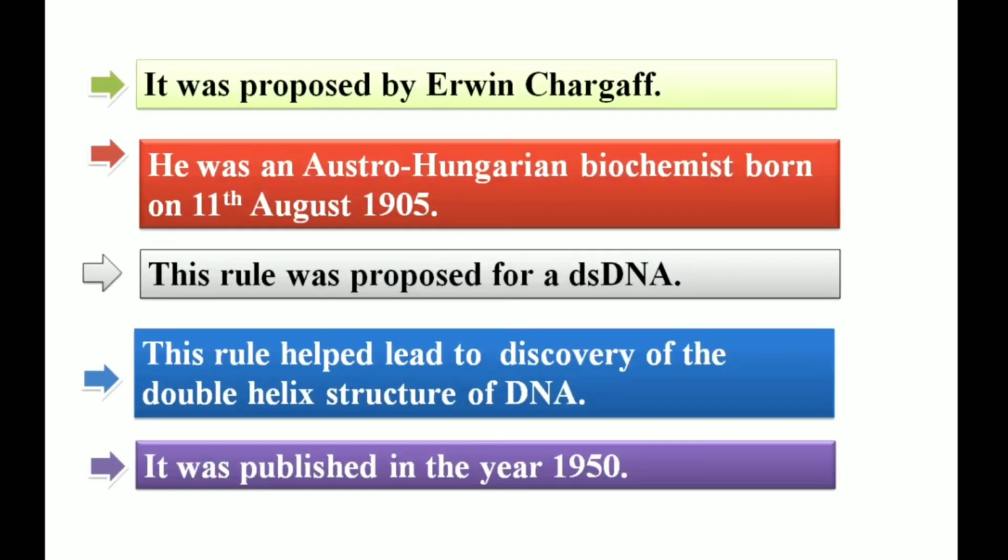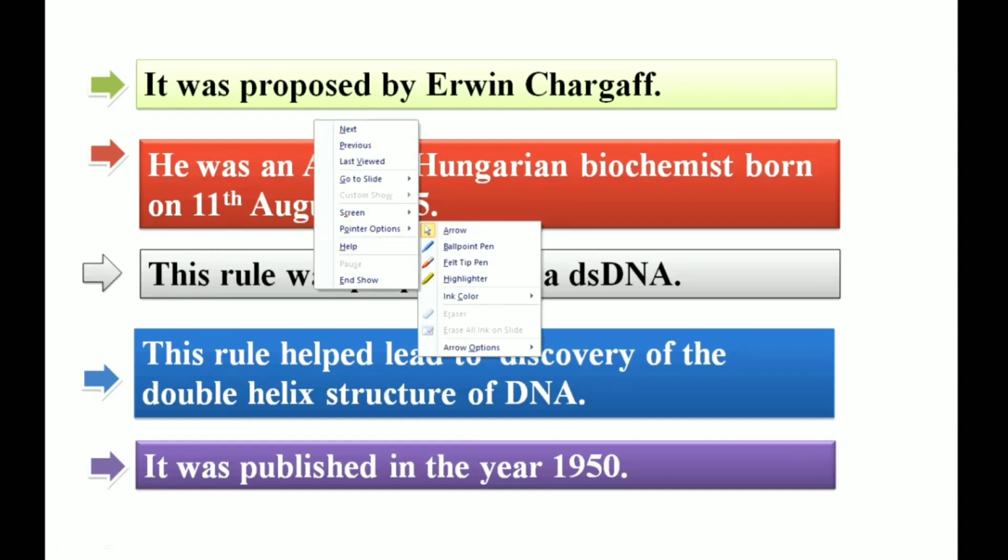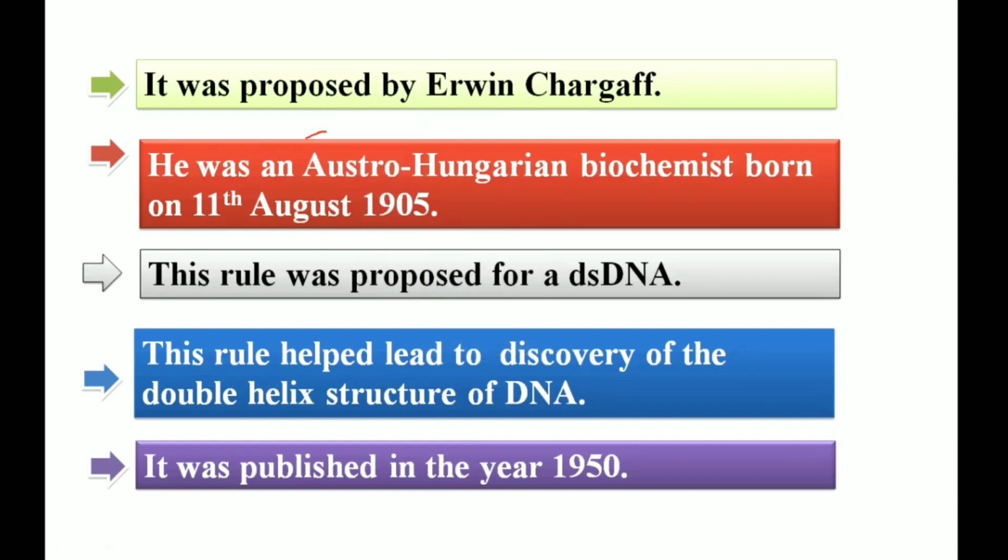So this rule was first proposed by Erwin Chargaff, and he was actually an Austro-Hungarian biochemist and was born on 11th August 1905, and later on he immigrated to the US, and there he worked as a professor in the biochemistry department.